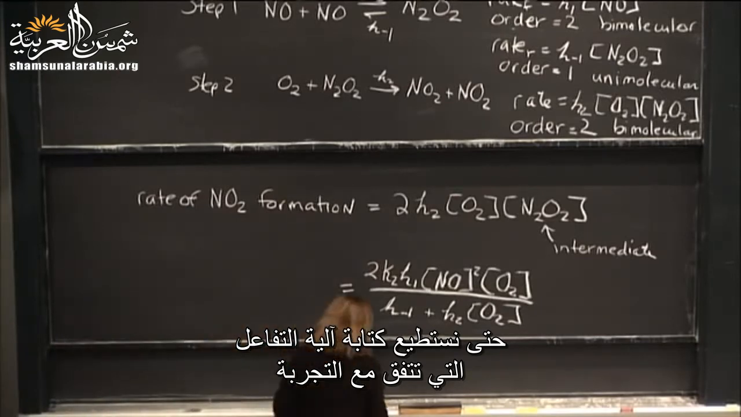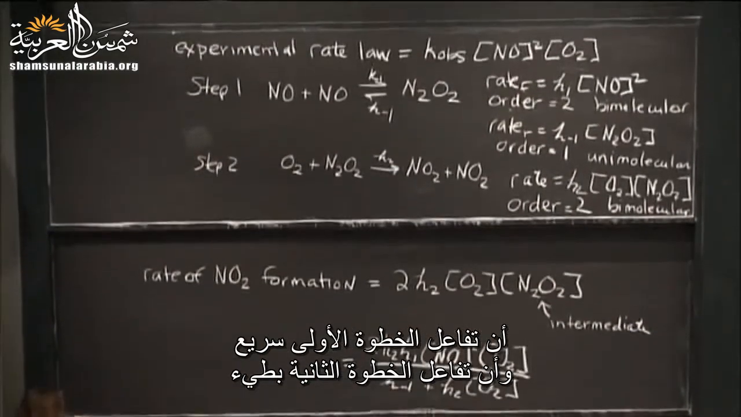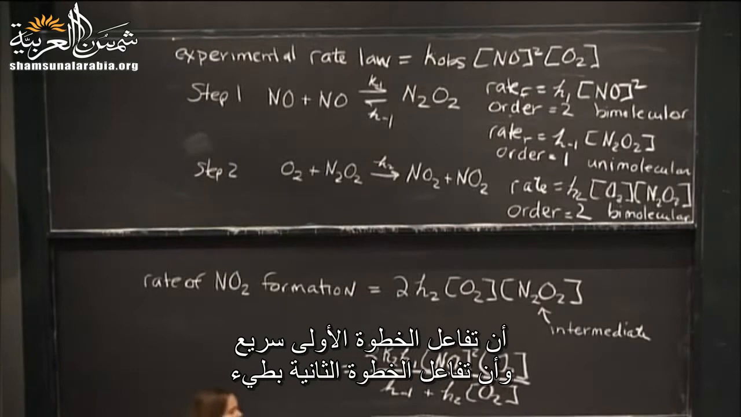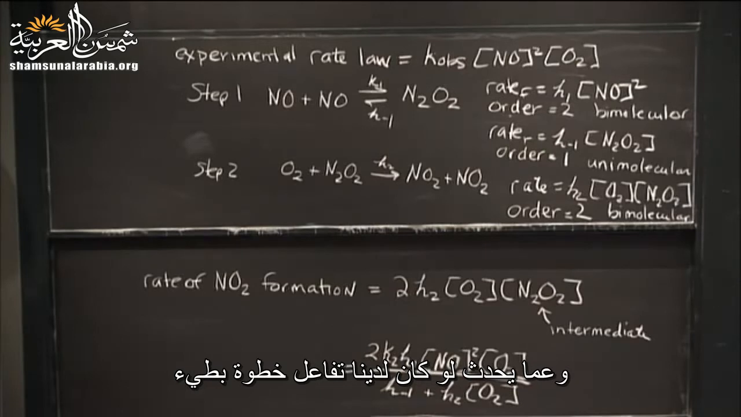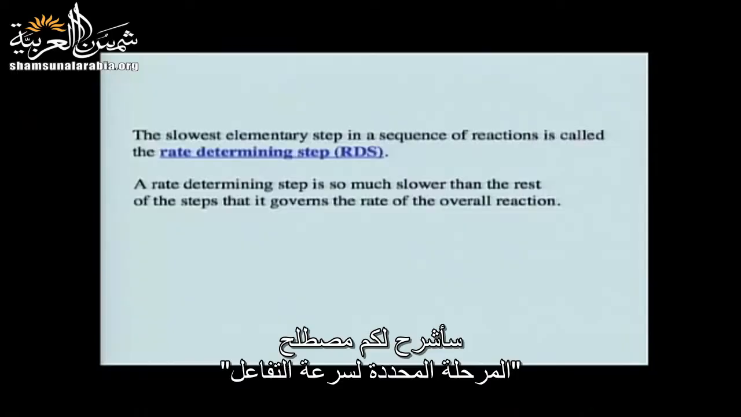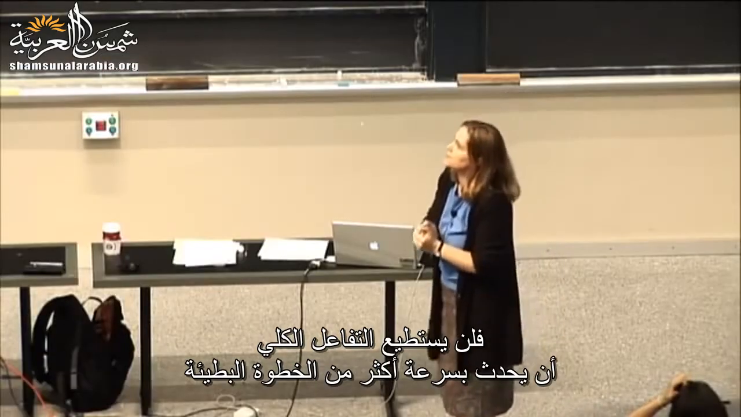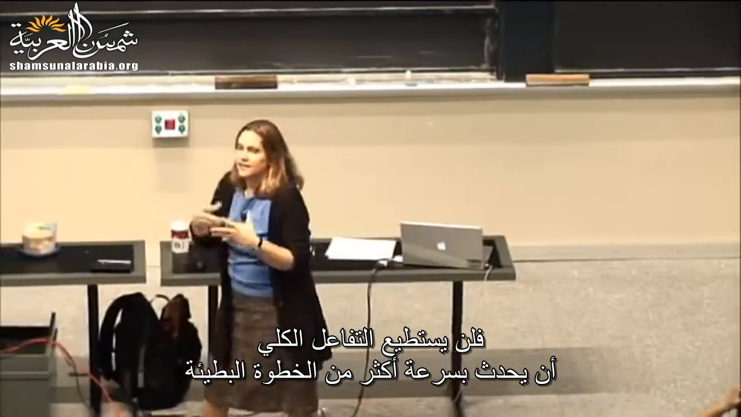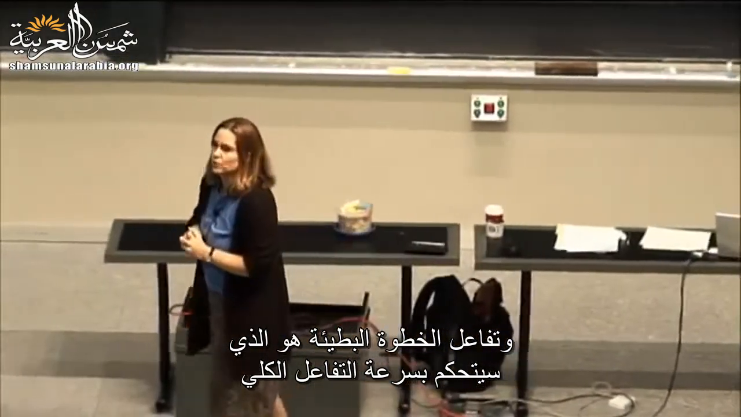And so if we want to do this, we're going to assume now we can try that the first step is fast and the second step is slow. So let's talk about this slow step and what happens if you have a slow step. So I'm going to introduce this term of rate determining step. The slowest step in an elementary reaction is going to determine the overall rate, if it's slow compared to the other steps. And so the overall rate can't be any faster than that slow step, and that slow step is going to govern how fast the overall reaction is.